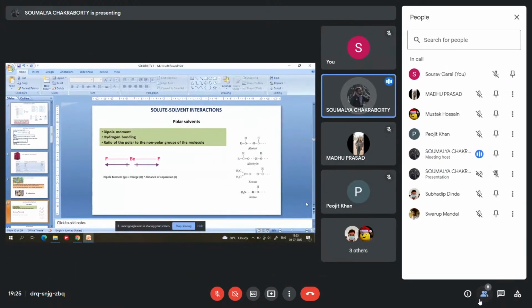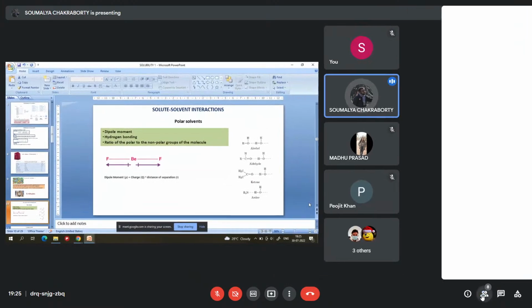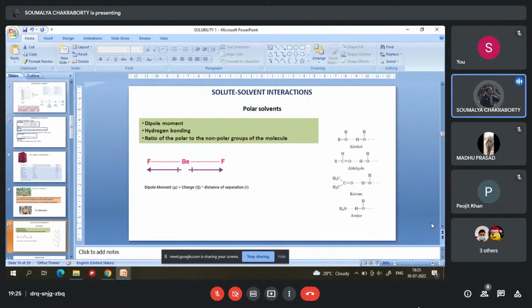Along with dipole moment, hydrogen bonding is also another thing that is important, that is predominant in case of polar solvents. And another important thing is the ratio of the polar to the non-polar groups of the molecule. So basically each molecule, each solid molecule, has two portions. One is the polar portion, another one is the non-polar portion. For example, if we talk about methyl chloride, here methyl, that is the alkyl part, this alkyl chain is the non-polar portion and chloride is the polar portion. The more we increase the alkyl group from methyl, if we shift to octyl or butyl, then the ratio of the polar to the non-polar group will be reduced.